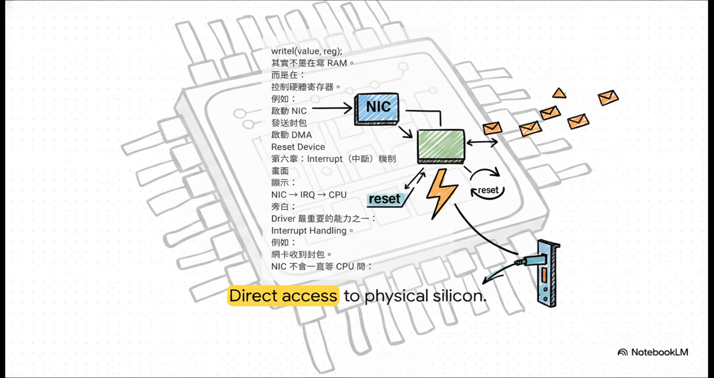A driver can execute a simple function, like writel, passing in a value and a register address. But, and this is crucial, this isn't standard RAM we're talking about. Writing a bit to that specific register might instantly spin up a network card, shoot out a packet, or completely reset the device. We are talking raw, direct access to the silicon here.